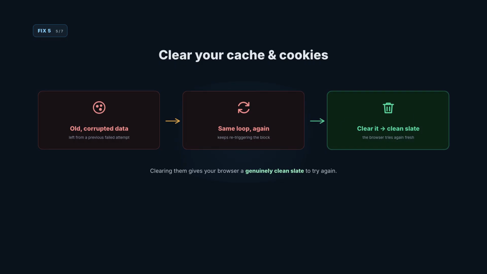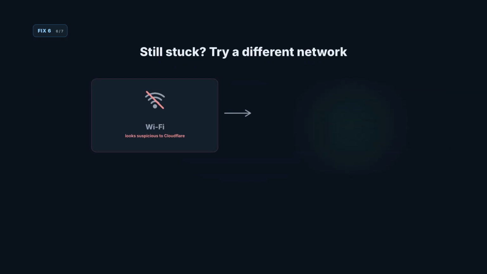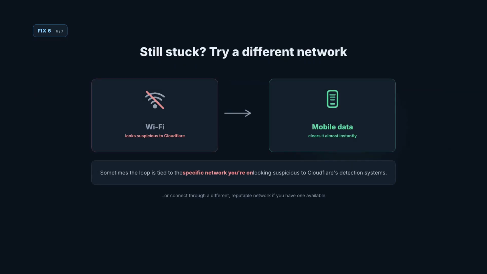If none of that clears it, try switching networks entirely, like hopping onto your phone's mobile data instead of your Wi-Fi, or connecting through a different, reputable network if you have one available. Every so often, this loop is actually tied to something about the specific network you're on looking suspicious to Cloudflare's detection systems, and a different connection clears it up almost instantly.